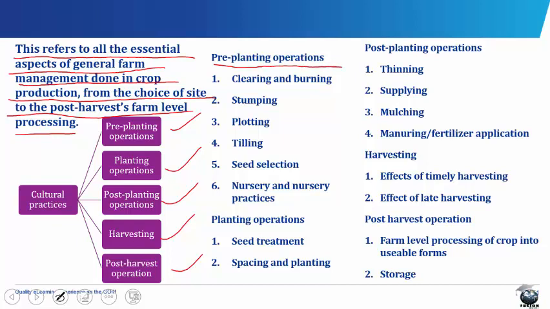Pre-planting operations. Pre-planting operations are the farming activities carried out before planting is done. They include the selection of site, clearing and burning, stumping, plotting, tilling, seed selection, and nursery practices. In the selection of site, the site selected should suit the purpose of production in terms of size, fertility of the soil, availability of water, topography, accessibility to road and market, etc.